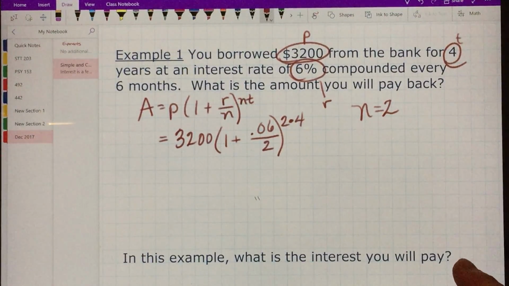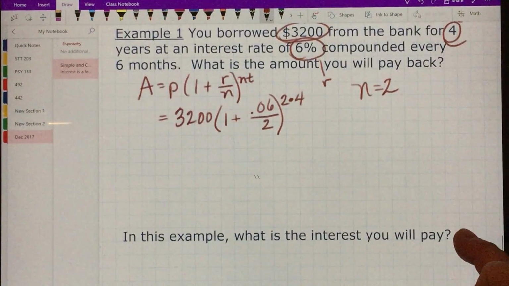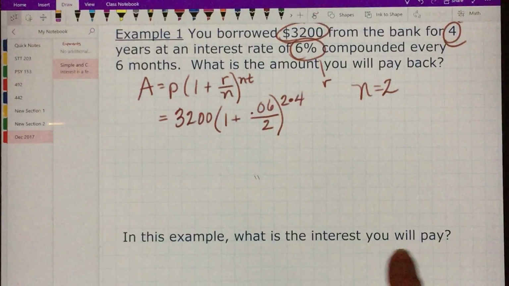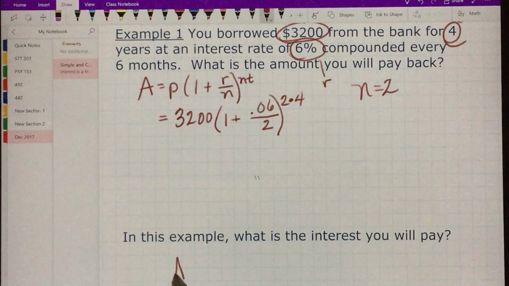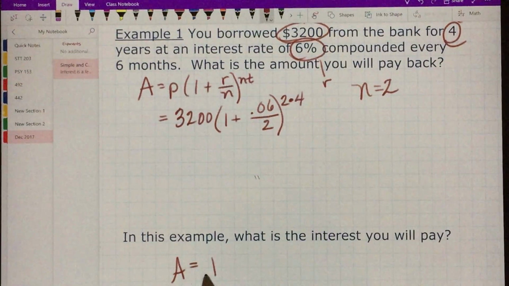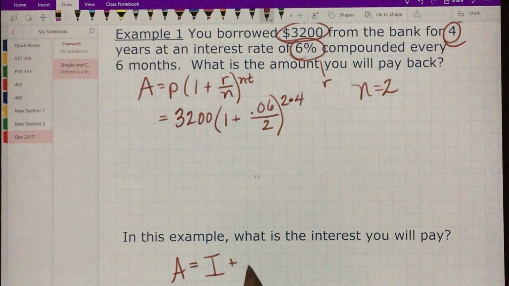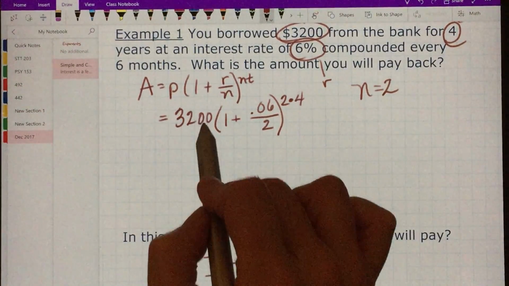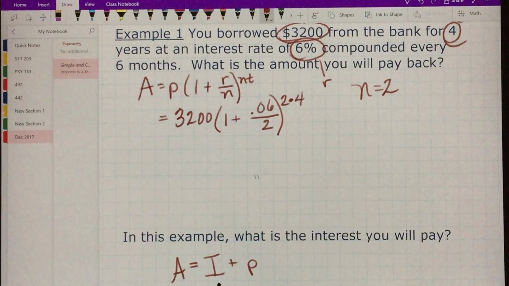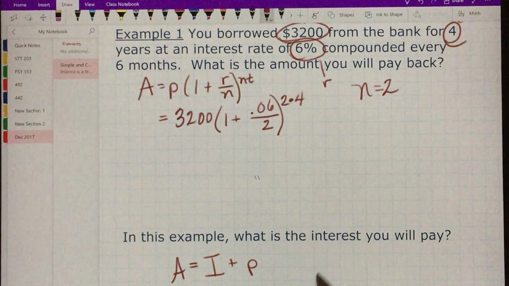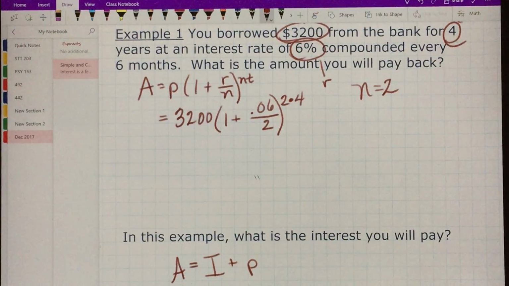After you do that, I want you to use the same example and figure out what is the interest you will pay in this problem. And to do that, remember that A is equal to I, interest, plus P, the principal. So we'll get A here, and you can substitute it in for the A. We won't know I. And the principal we have here is 3,200. And then work this out, and we will check our answers all together. Good luck.